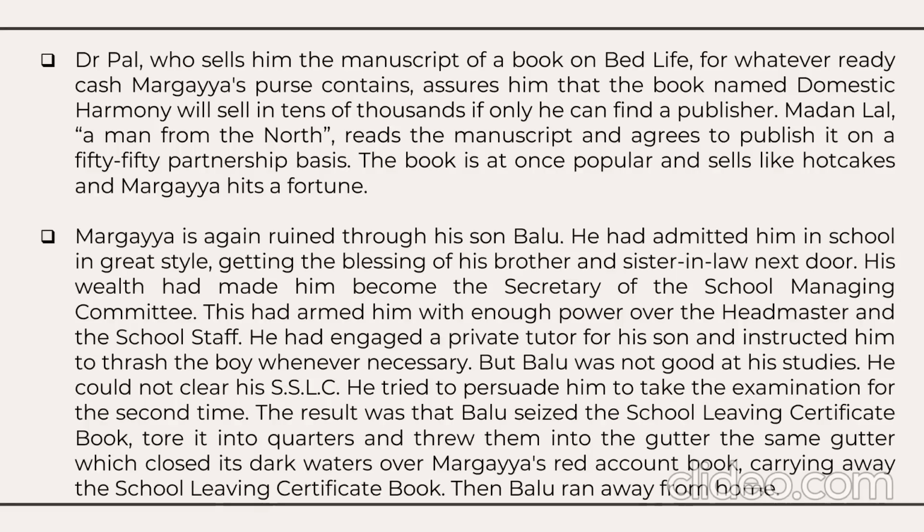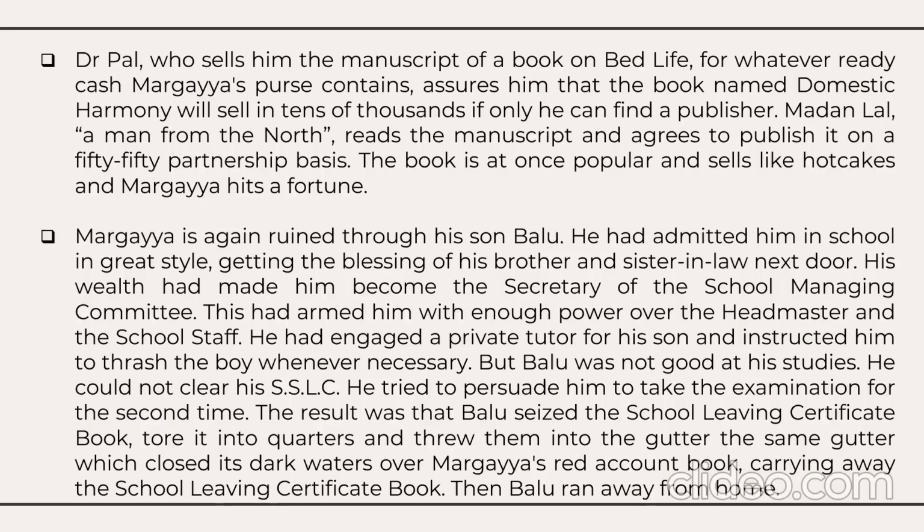Margaya is again ruined through his son Balu. He had admitted him in school in great style, getting the blessings of his brother and sister-in-law next door. His wealth had made him become the secretary of the school managing committee. This had armed him with enough power over the headmaster and the school staff.